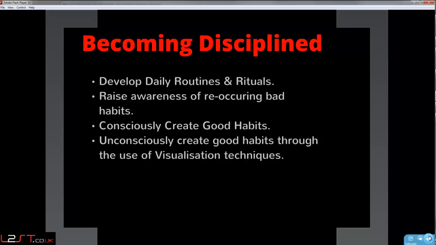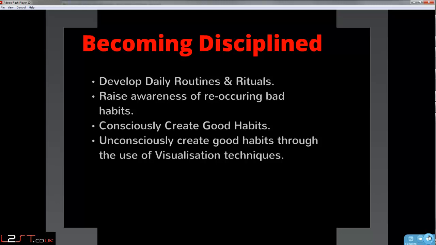Raise awareness of reoccurring bad habits. May sound simple, but do raise awareness of what you see yourself doing time and time again, which you can clearly recognize as not a great thing to be doing. So, for example, snatching up profits, or not doing a pre-market analysis, going into the market and just looking to trade with no real plan. That's never a good idea. Doesn't matter how well you think you understand things. You should take some time to understand the market before it opens up and develop a plan for each and every single day.